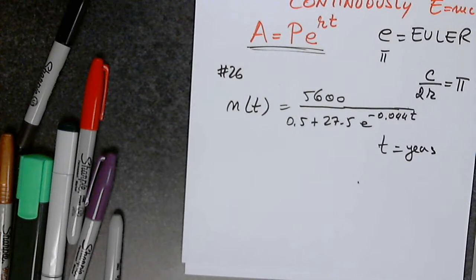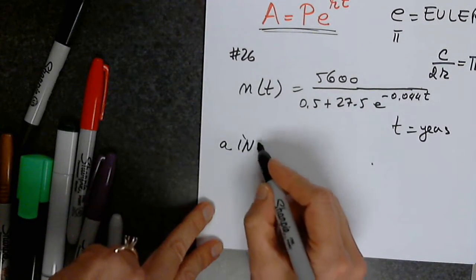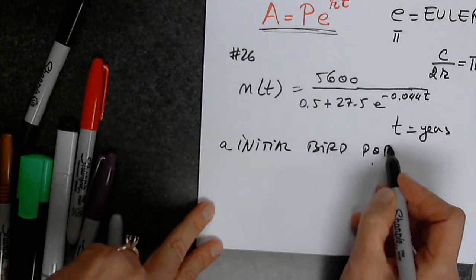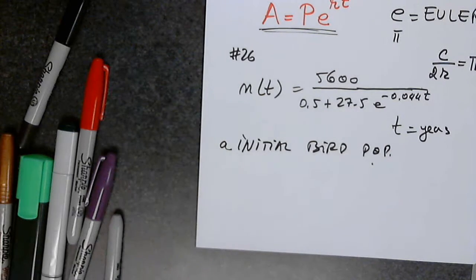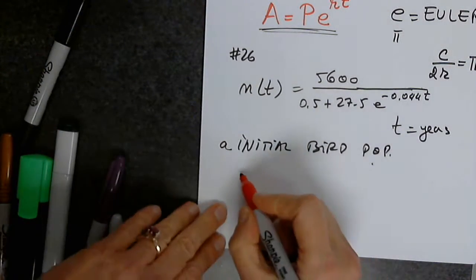Find the initial bird population. So question A, initial bird population. How do I find the initial? When I say initial, exactly, I need to find n of 0.